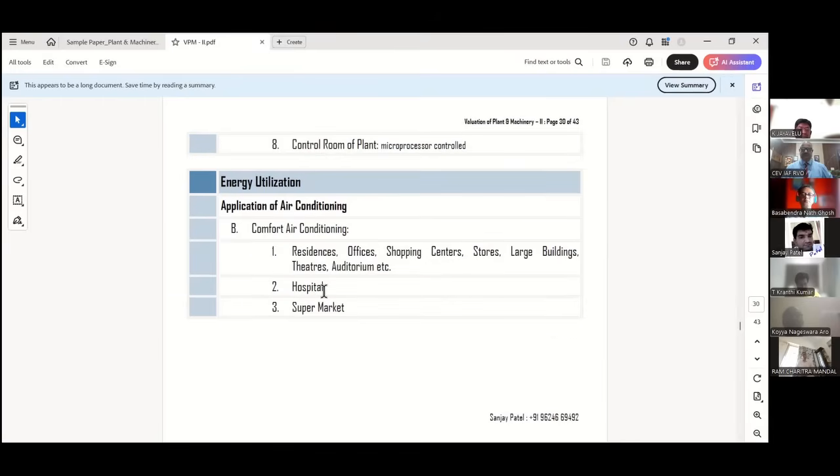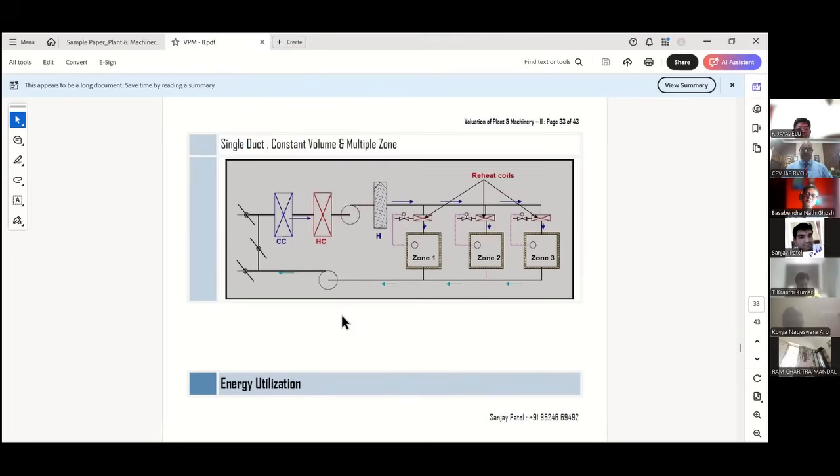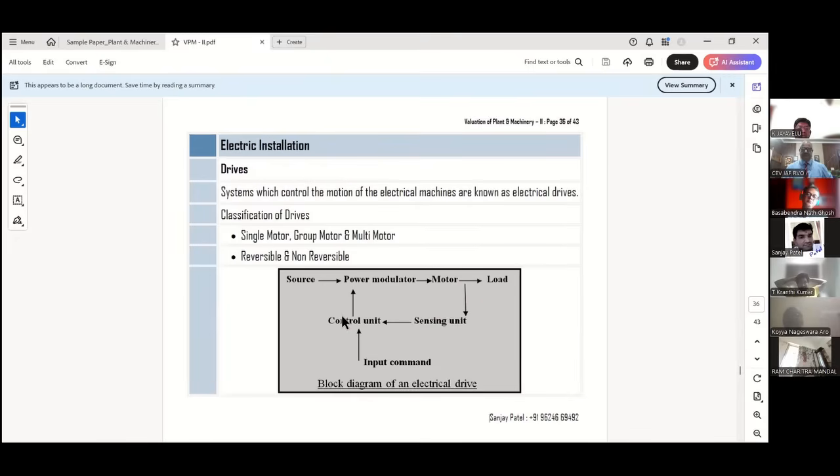Okay, another some commercial applications: residential, office, shopping center, hospital, supermarket. Okay, now this is not part of the syllabus. Yet ducting, types of the ducting for the refrigeration. Next part is electrical installations.